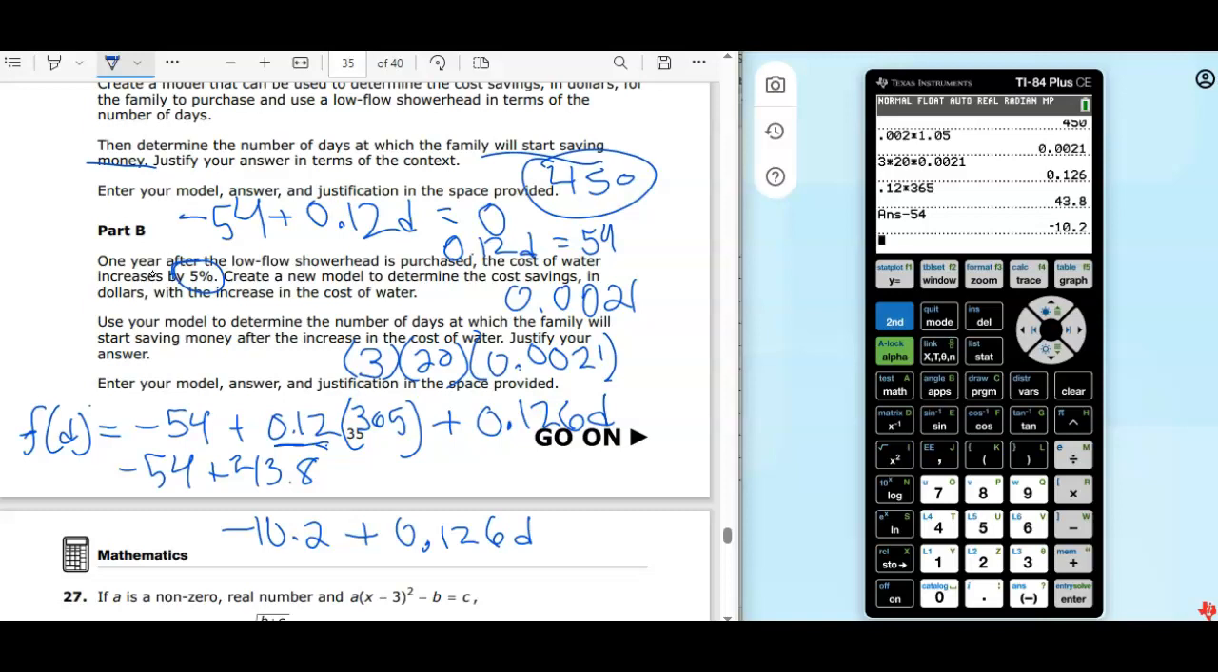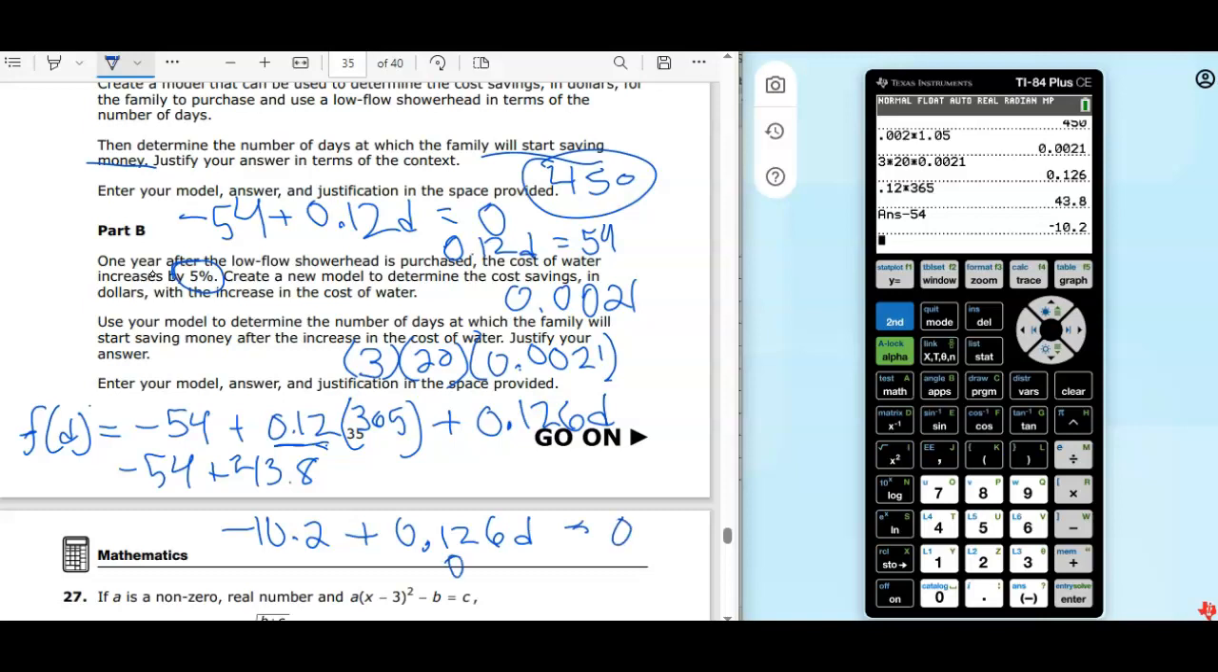So 12.6 cents, right, or 1.26 cents, right? So now we're looking at a new equation, and now it wants us to know, well, how long will it take us to break even now that we have increased the water? So determine the number of days at which the family will start saving money after the increase of water. So after this change, after a year, how much longer is it going to take?